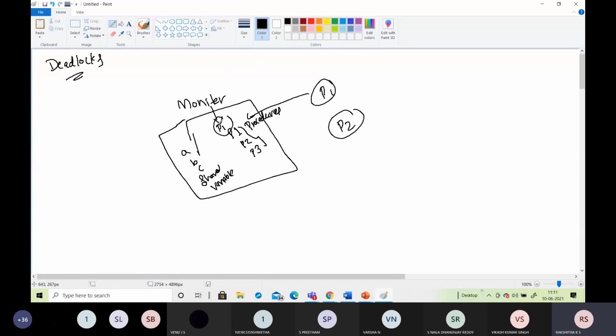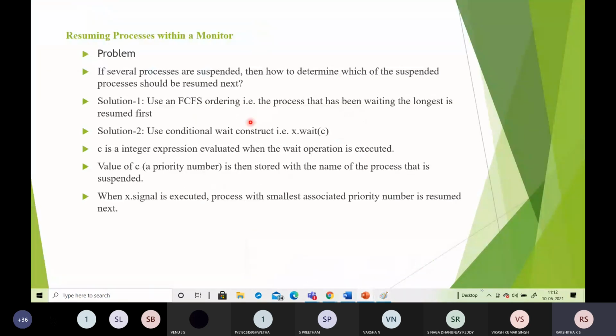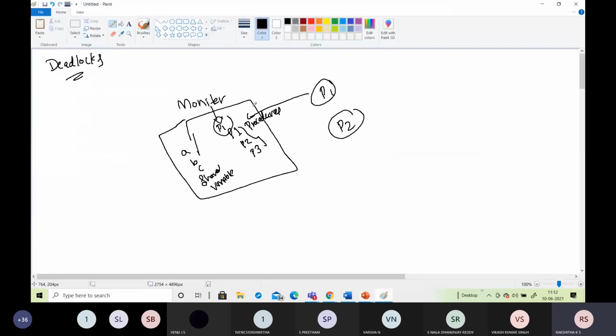Due to some problems, the monitor makes P1 stay back there only. Then P2 is allowed to enter into the monitor. So both P1 and P2 have arisen in the state. Then the problem is that if several processes are suspended, the determination of which process should be resumed next arises. Either P1 or P2 is in the monitor state.